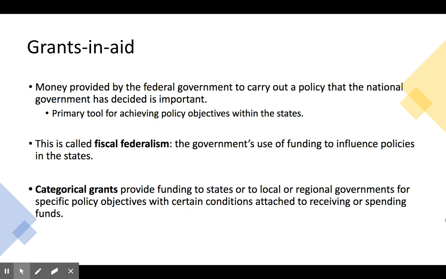This is called fiscal federalism, and it's defined as the government's use of funding to influence policies in the states. And the federal government is going to do this through a few different types of grants, and we're going to talk about each of them. The first is categorical grants, and these provide funding to states or to local or regional governments for specific policy objectives with certain conditions attached to receiving or spending the funds. So the federal government provides states or these local governments with funding. However, that funding must be in compliance with highly specific instructions.